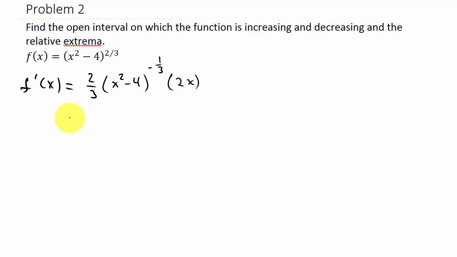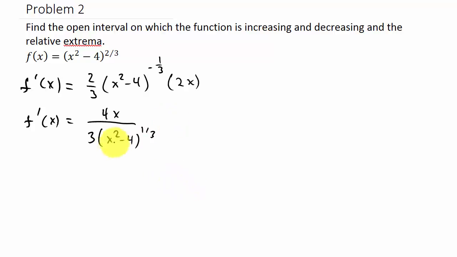Okay, so now let's rewrite this. Let's make it look a little better so we can solve it. So that's going to be 4x over 3 times (x squared minus 4) to the positive 1/3.